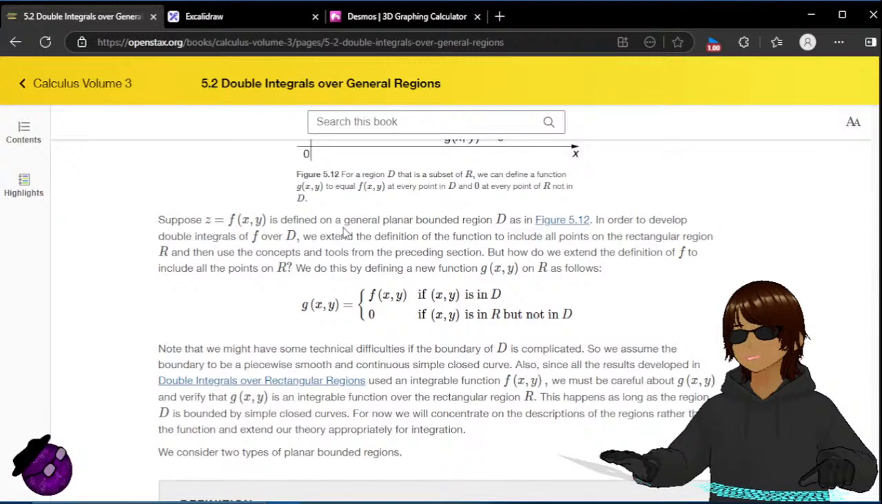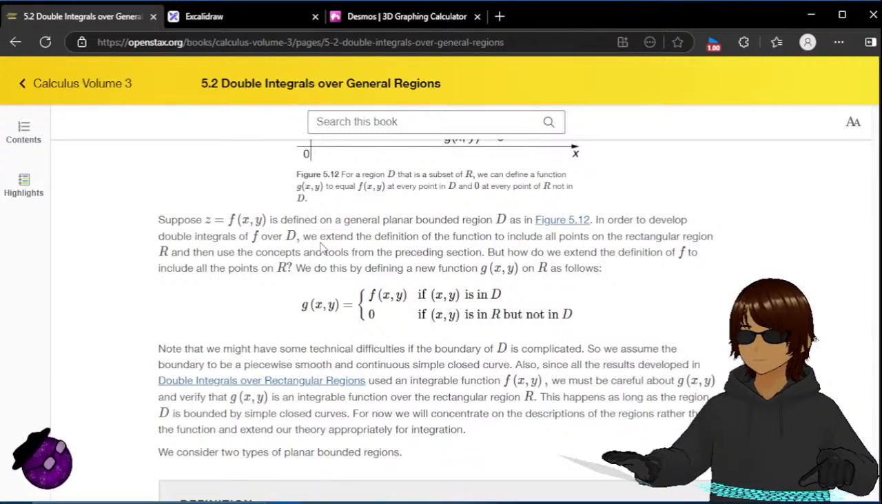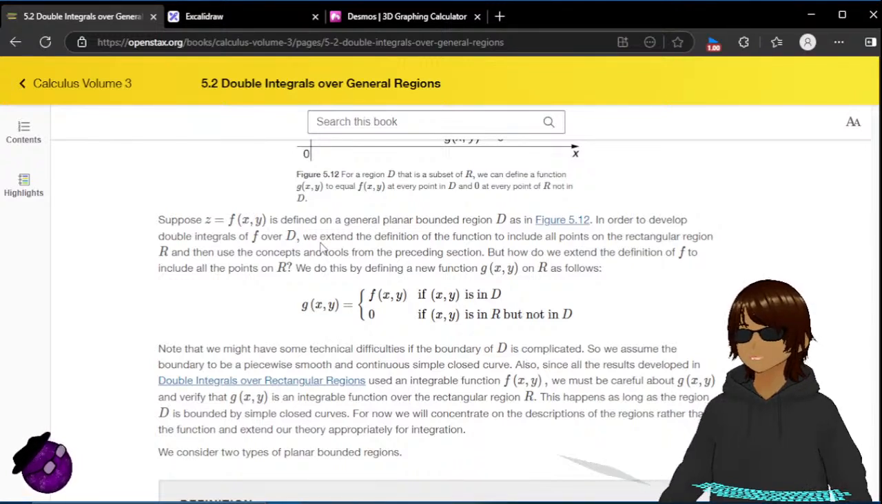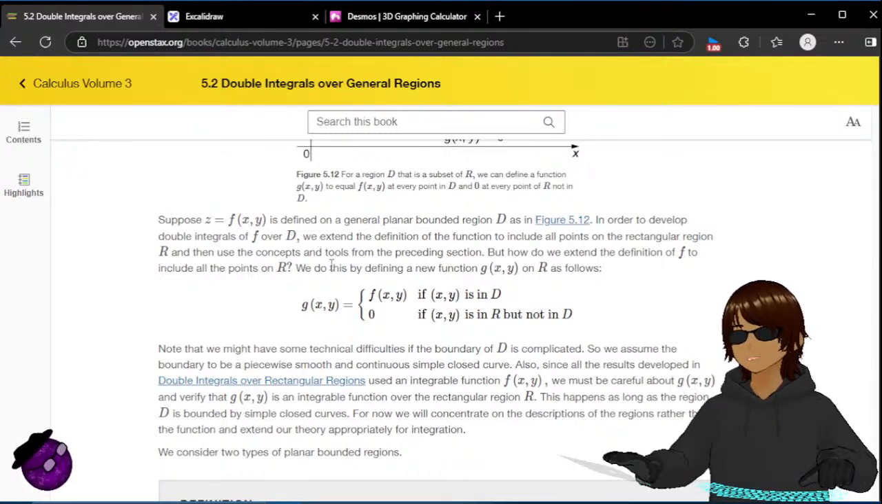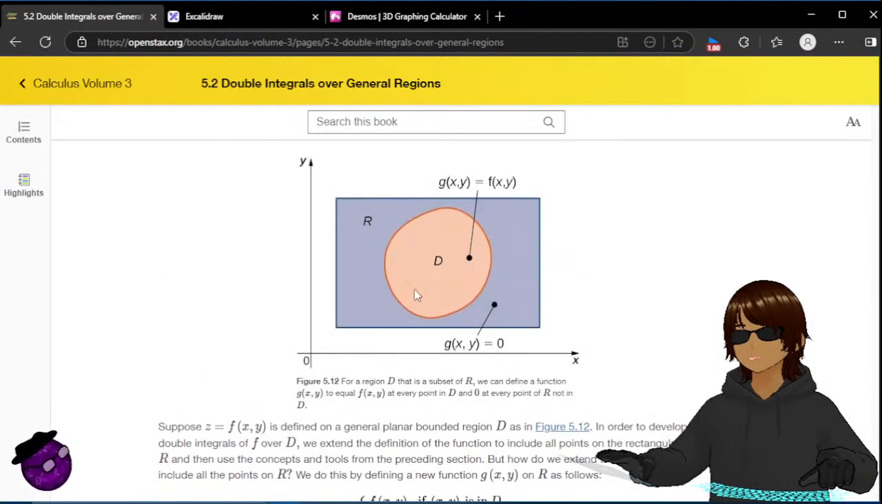Since f is defined on a general planar bounded region D as in figure 5.12, in order to develop double integrals of f over D, we extend the definition of the function to include all points on a rectangular region R, and then use the concepts and tools of the preceding section. But how do we extend the definition of f to include all points on R? We do this by defining a new function g on R as follows. The new function g is equal to f if x is within D, so g of x is equal to f of x, but outside it's 0.